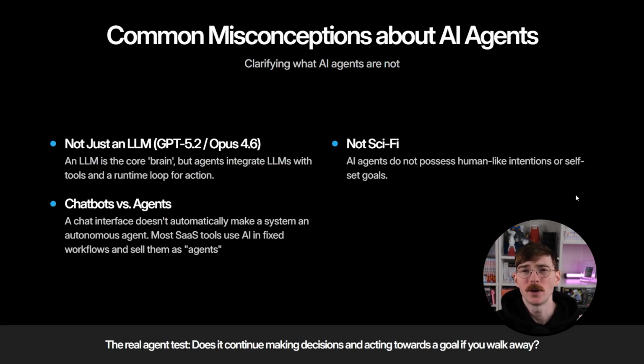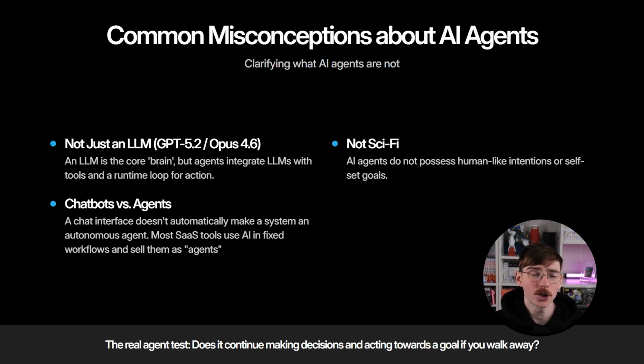Common misperceptions about agents. We're going to get into examples of the use cases for agents in a minute, but first I want to talk about what they are and what they aren't. So they're not just an LLM. ChatGPT 5.2 or Opus 4.6 are probably the higher end ones right now that most people are familiar with through tools like ChatGPT, where it's using one of the LLMs, one of the large language models owned by OpenAI to operate that channel, that chat.